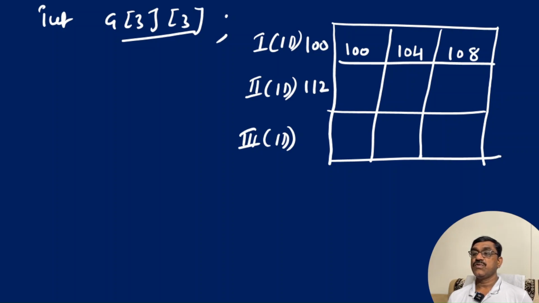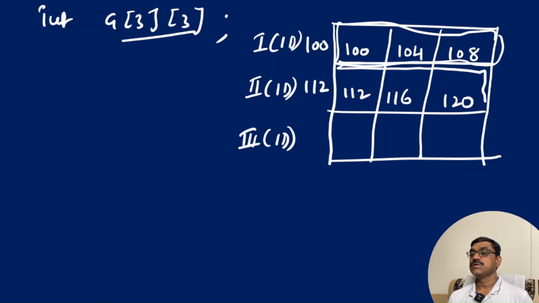112 is nothing but the address of the second one-dimensional array, right? This is the first one-dimensional array and this is the second one-dimensional array. Then what is the address of the first element of the second one-dimensional array? 112, and this is 116 and this is 120, right? This is the first one-dimensional array, and this is the second one-dimensional array.